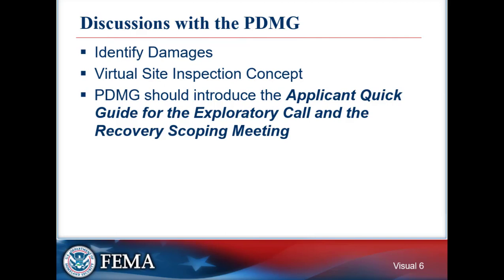During your exploratory call and your recovery scoping meeting, or even before that, I'm sorry, your PDMG should introduce the Applicant Quick Guide for the Exploratory Call and Recovery Scoping Meeting. Quick guides are documents that are available in Grants Portal for you to use throughout the process. We have other ones other than this guide to the EC and RSM.